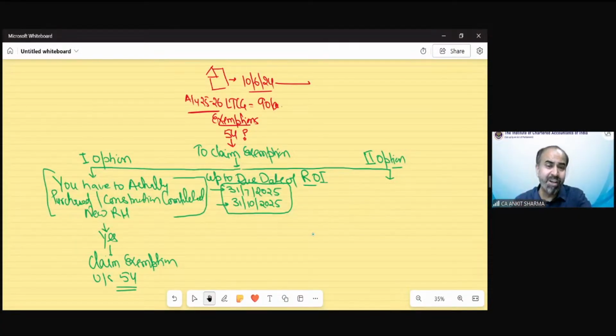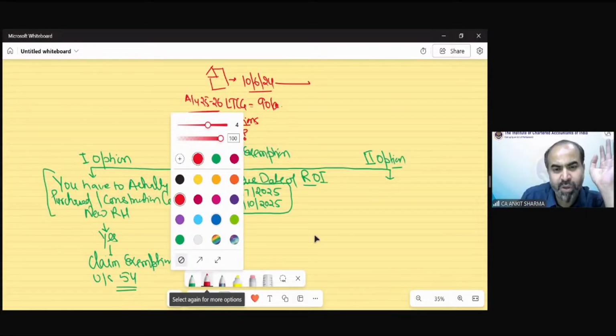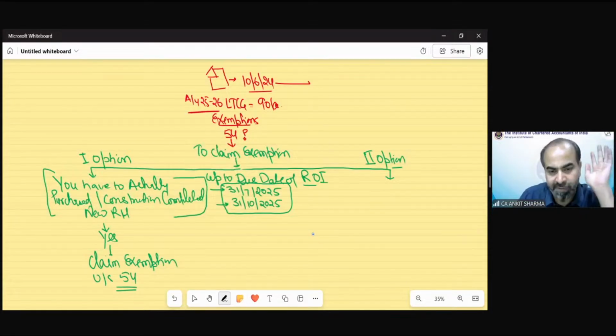But if we need to actually invest, purchase or construct up to the due date of ROI, that means the 2-year or 3-year time limit is just a joke. So how would that time limit be applicable for me? So the department says just relax. You have two options. First option, either you can actually purchase or complete construction if possible. If you can do that, you will get the exemption in the same previous year. And if not, then we have a second option.